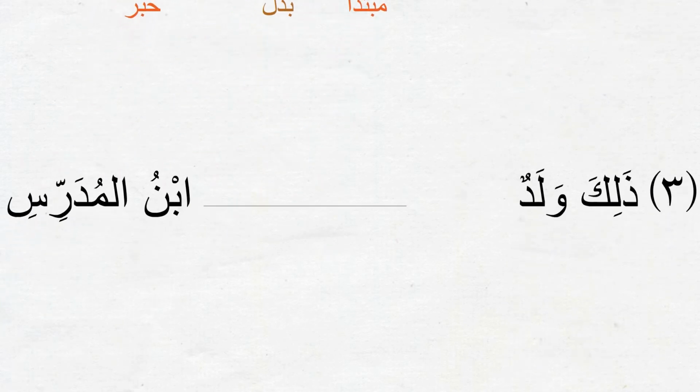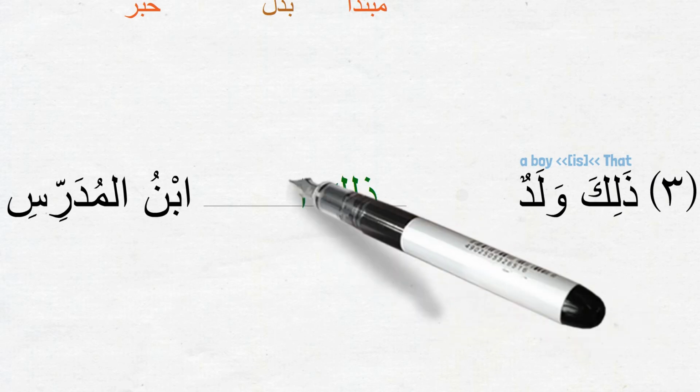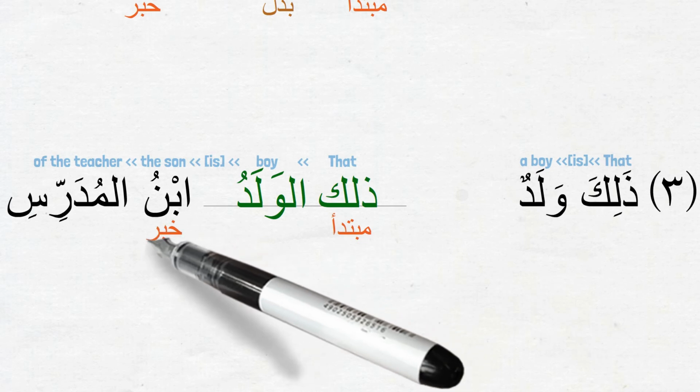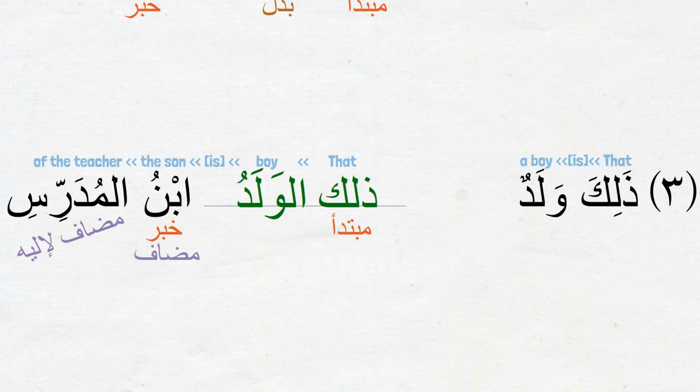Part 3. Our simple sentence now is ذلك ولد. That is a boy. Now we want to say that boy, which will be ذلك الولد ابن المدرس. That boy is the son of the teacher. What do you think are the مبتدا and خبر of the second sentence? ذلك is the مبتدا, right? And the خبر is the اسم ابن, وهو مضاف, والمدرس is the مضاف إليه. And the اسم الولد is the بدل for ذلك. Very good.